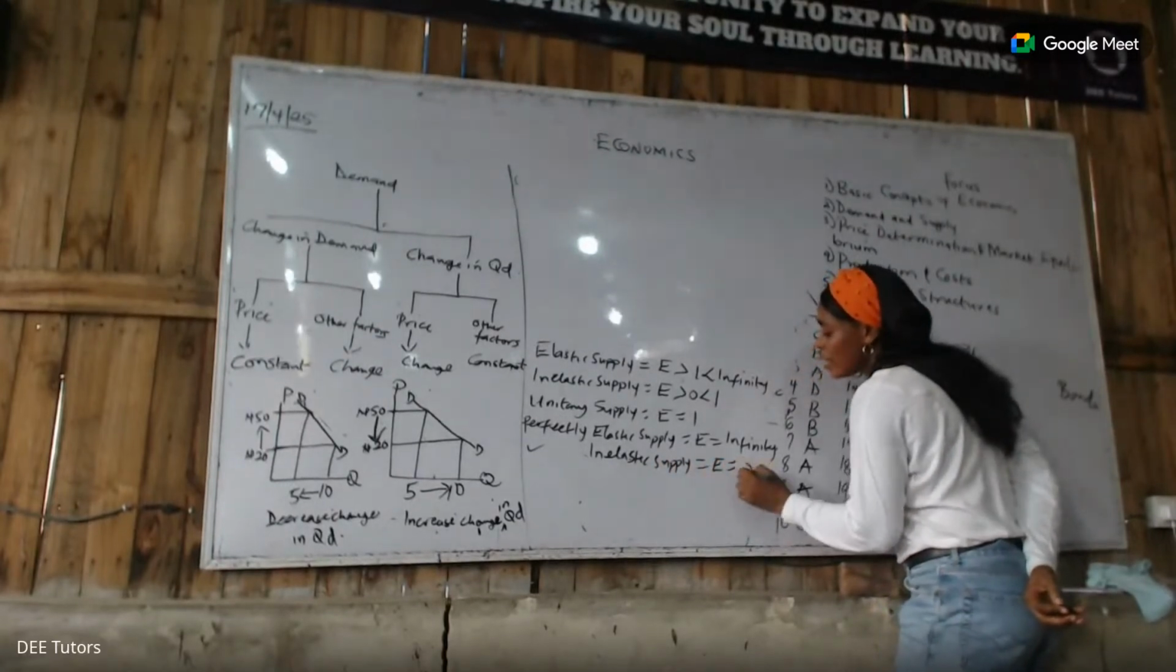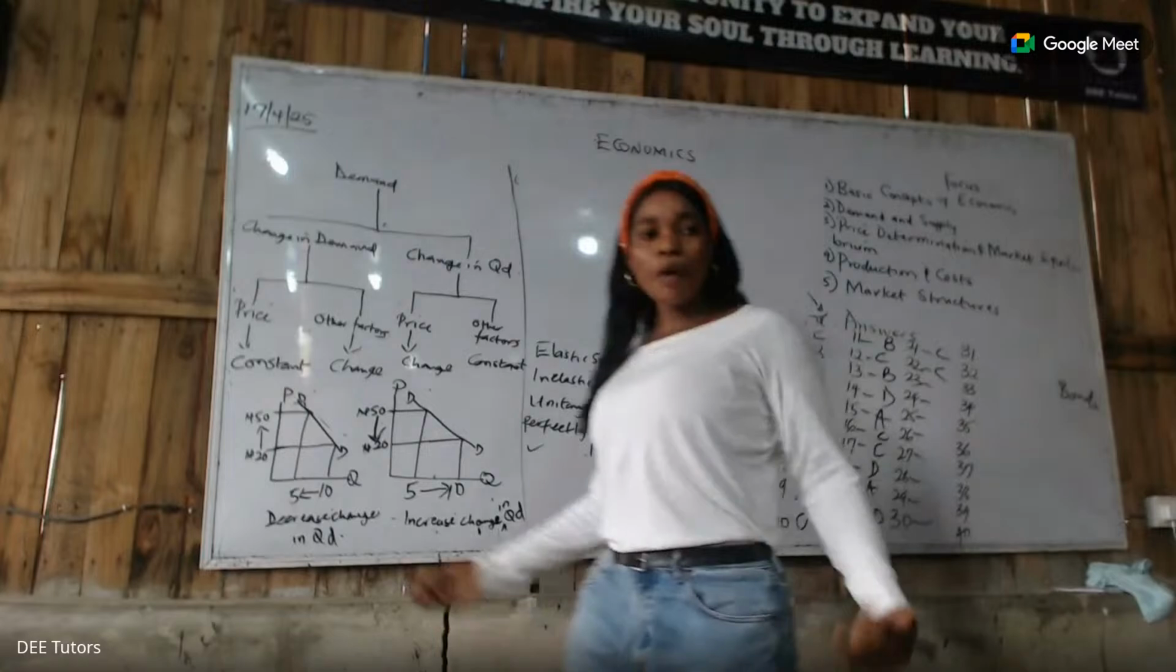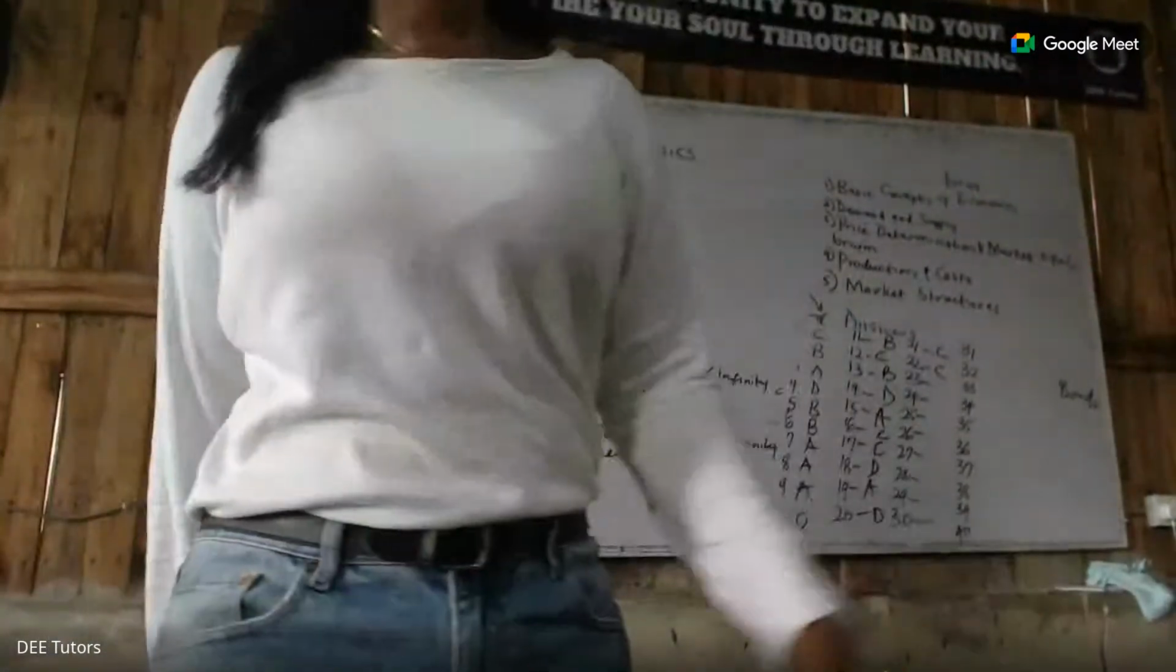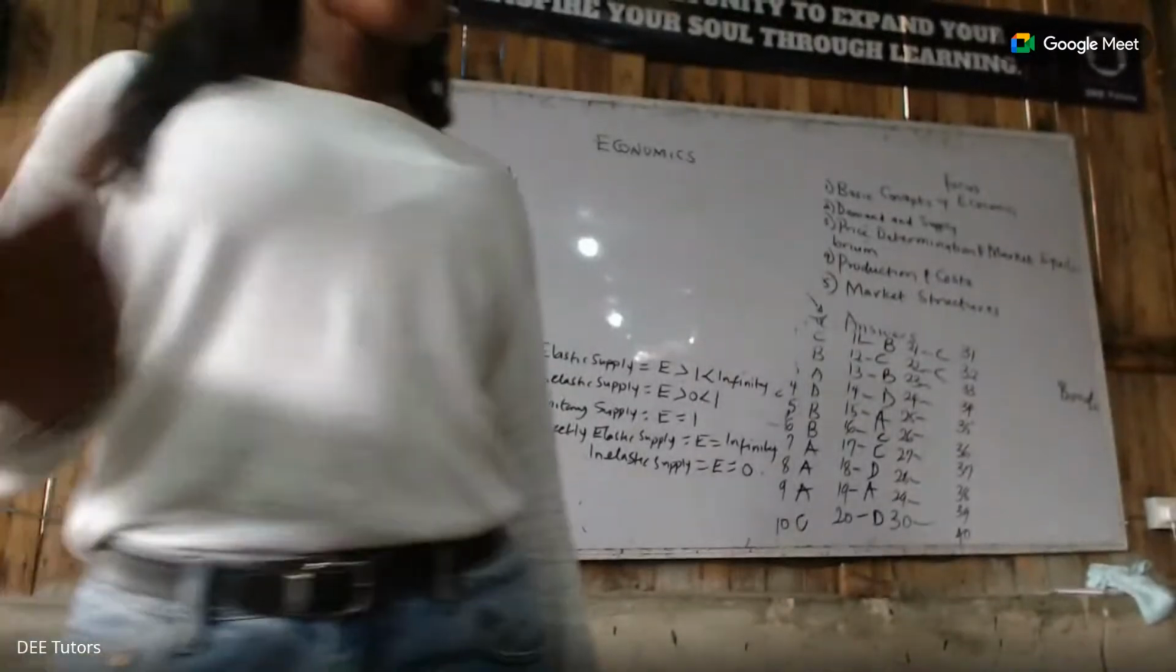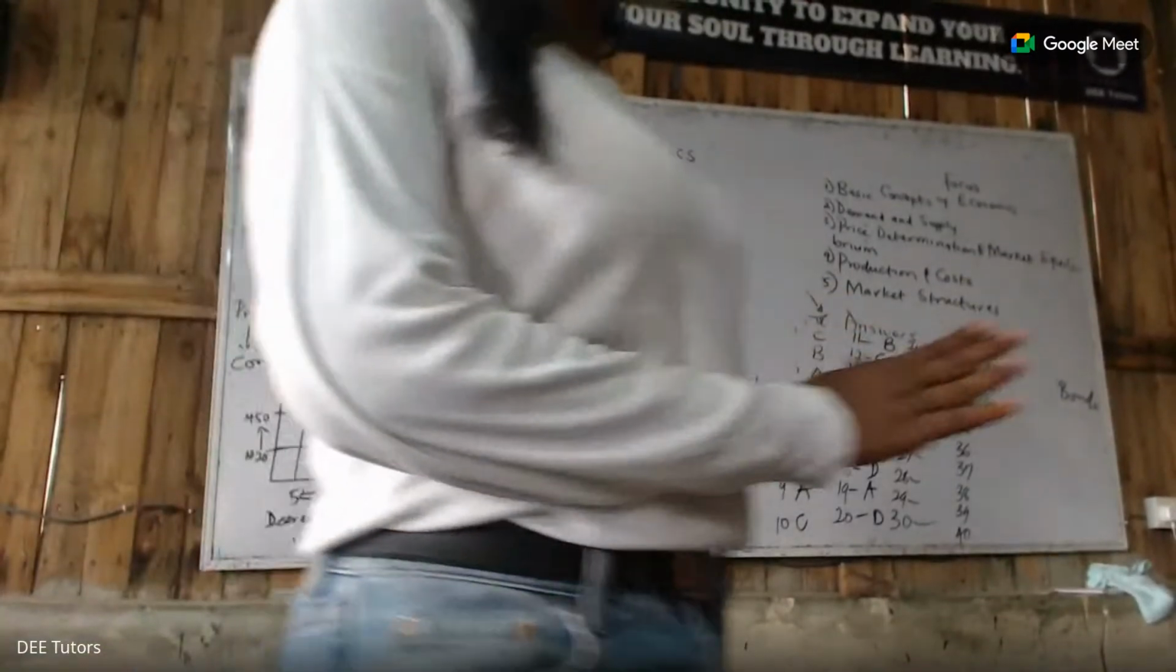Yeah, elasticity is 2. So can we put it there in the notes? So where do you stop? We're explaining elastic supply. I'm done with that. Right?